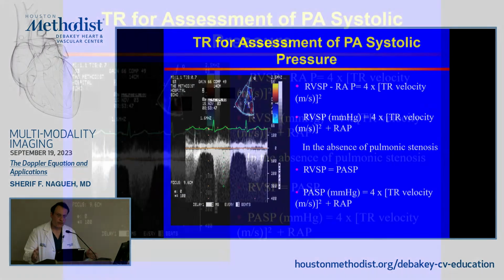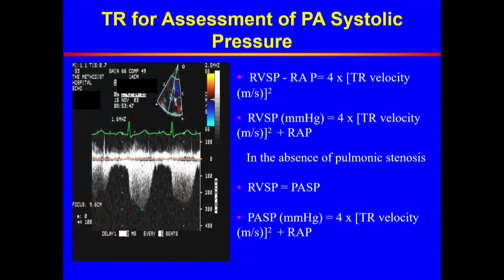So the one that we frequently do is the PA systolic pressure. We say that the difference between RV systolic pressure and RA pressure is given by 4V squared. And so what is the velocity here? The velocity we're talking about is the tricuspid regurgitation peak velocity.